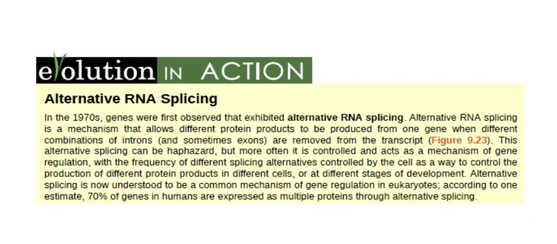This alternative splicing can be haphazard, but more often it is controlled and acts as a mechanism of gene regulation, with the frequency of different splicing alternatives controlled by the cell as a way to control the production of different protein products in different cells or at different stages of development. Alternative splicing is now understood to be a common mechanism of gene regulation in eukaryotes. According to one estimate, 70% of genes in humans are expressed as multiple proteins through alternative splicing.